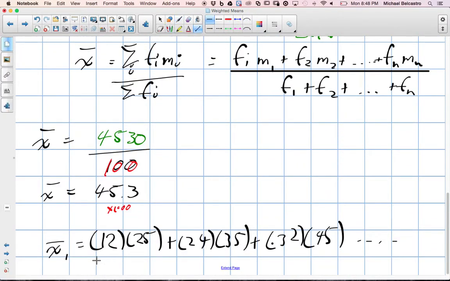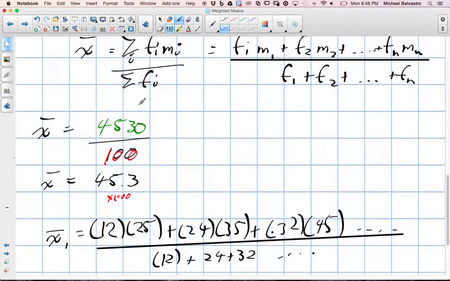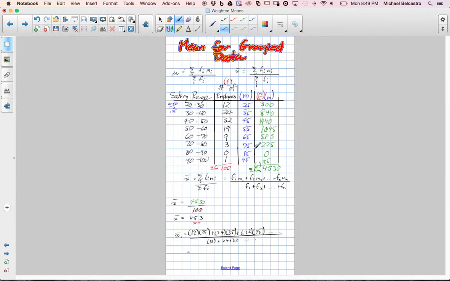And then on the bottom, we would add up all of our frequencies. And our frequencies were the first numbers, so you have 12 plus 24 plus 32, etc. We would have ended up at the exact same values, 4530 divided by 100. So this is just a way to keep it organized, or you could write it that way. Sometimes if there's so much data like we have here, this equation can be very difficult to follow.